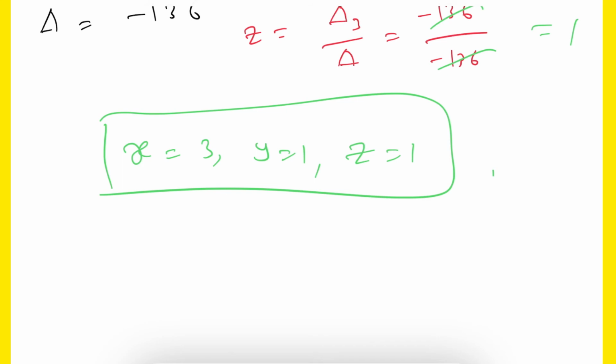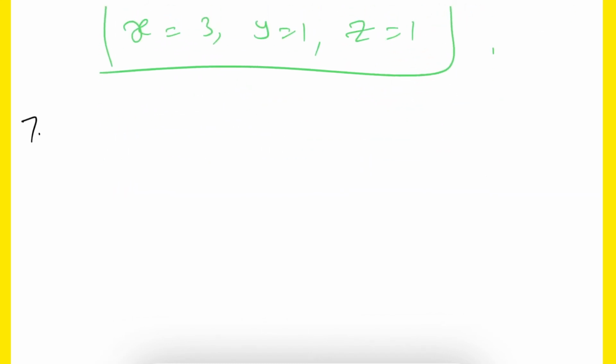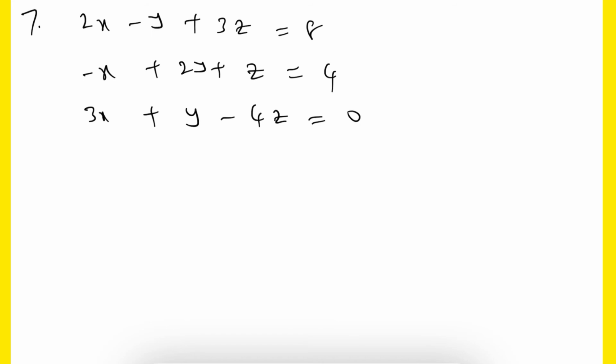Okay, then let us move to the 7th question. The 7th question we have is 2x minus y plus 3z equals 8, minus x plus 2y plus z equals 4. The last equation is 3x plus y minus 4z equals 0. Now if we write the delta first, delta is equals to 2 minus 1 3, then minus 1 2 1, 3 1 minus 4.